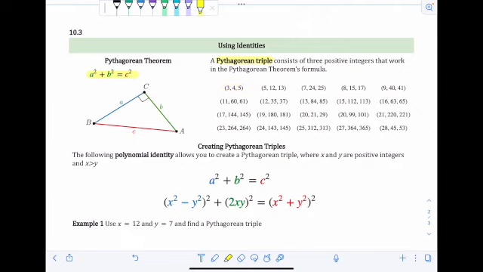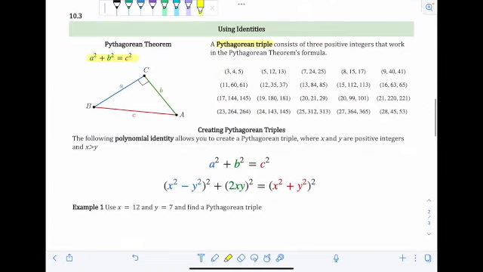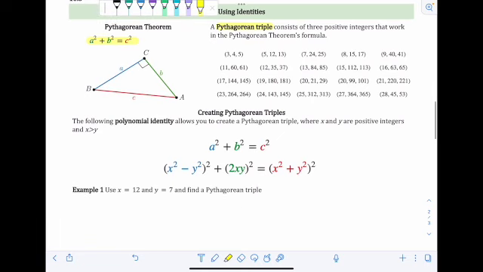Okay, so the identity that helps us create a Pythagorean triple, if you ever were to personally need to do that, is x squared minus y squared, squared, plus 2xy, squared, equals x squared plus y squared, squared.